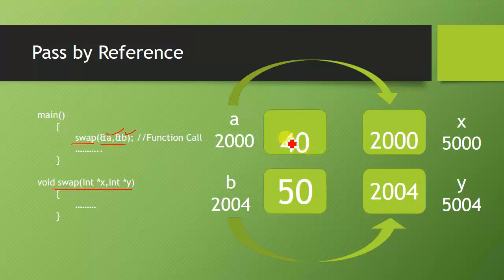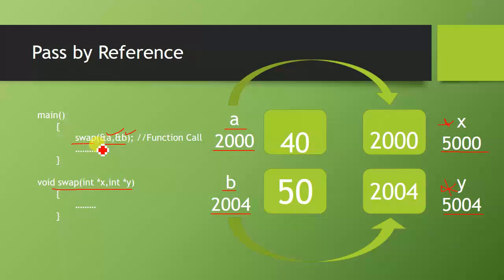In diagrammatic form, here is what will happen. We have our a variable, which is at memory location 2000, and our b variable, which is at memory location 2004, and we have declared our pointer x and pointer y. The pointer x is at memory location 5000 and pointer y is at memory location 5004.